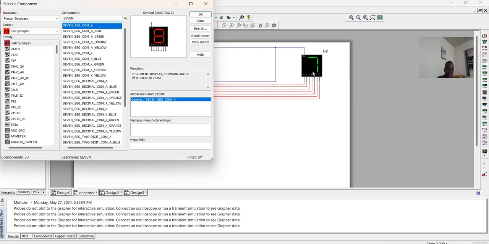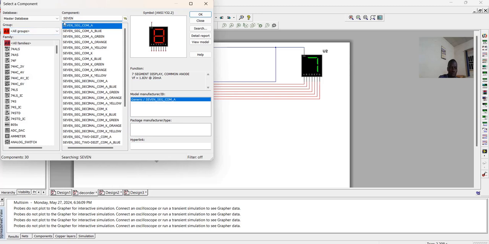So that's very important to understand. And now these are the anodes that you're connecting all together. All the anodes are connected to the positive of the battery. So you have to understand that.